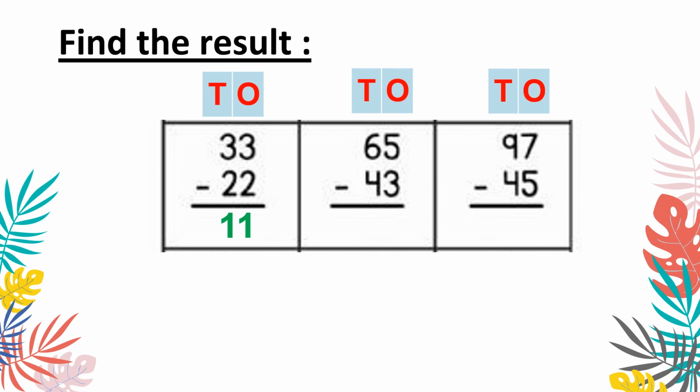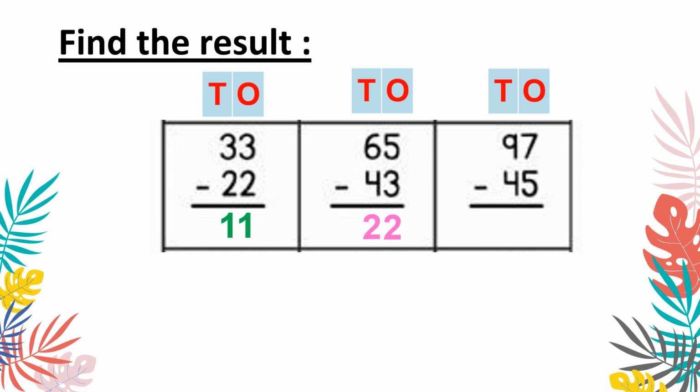Okay, second one here we have 65 minus 43. Let's start with ones. 5 minus 3. What should I do? Let's count after 3 to stop at 5. After 3, 4, 5. How many fingers do you have? 2. Okay, now it's time of tens place. 6 minus 4. Let's count after 4 to stop at 6. After 4, 5, 6. How many fingers? 2. So the difference is 22.